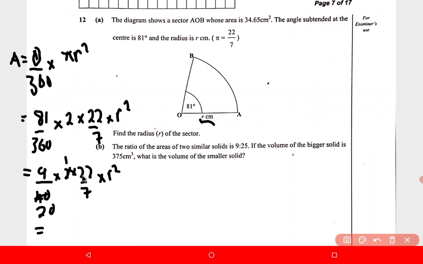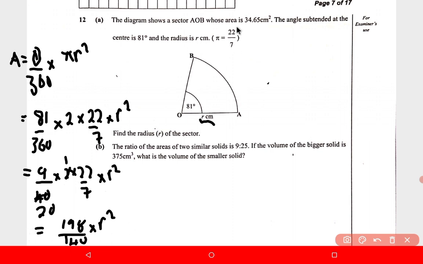9 times 22, so you need to multiply these. Okay, 9 times 22 will give you 198. 20 by 7, that is 140, times r squared. So again, this question is given to waste your time, because you now need to start dividing this into that. You won't get anywhere here.